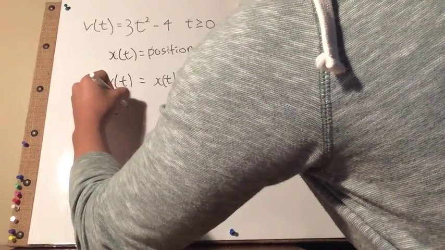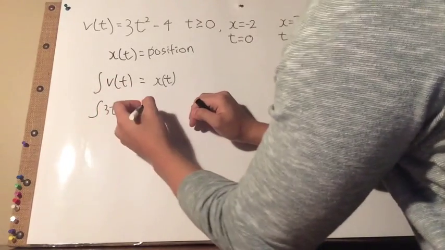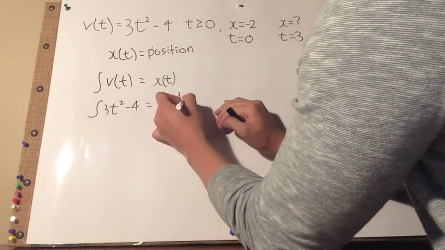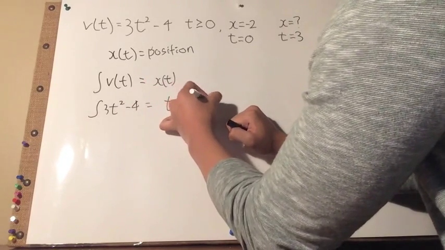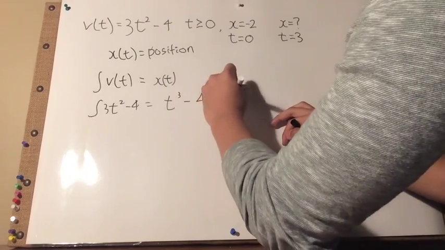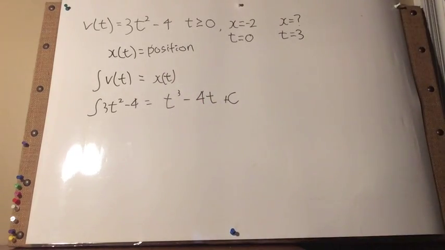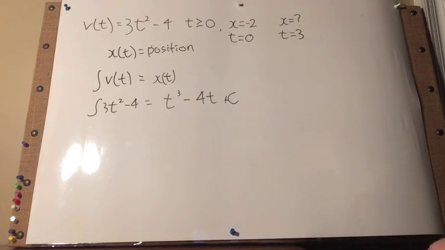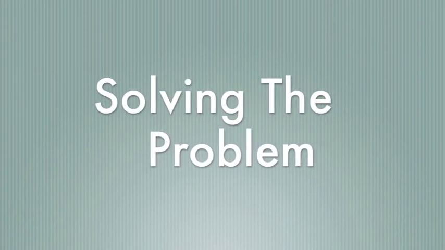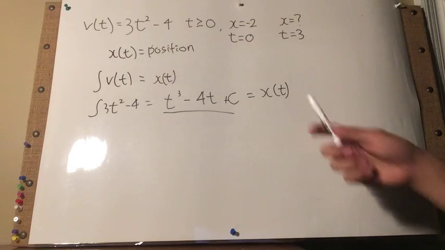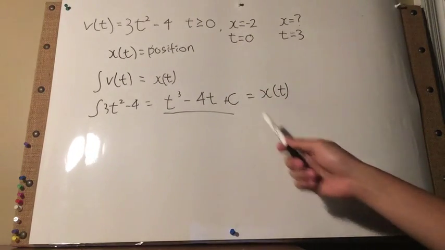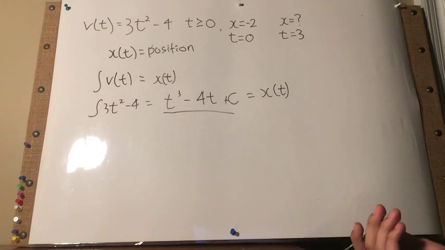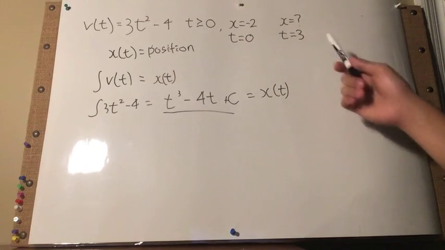the integral of 3t squared minus 4 equals t cubed minus 4t plus c. And you always have to remember the plus c right here, or you'll get the question wrong. So this c right here, it's a constant, and we have to first solve for c in order to find what the position is when t equals 3.